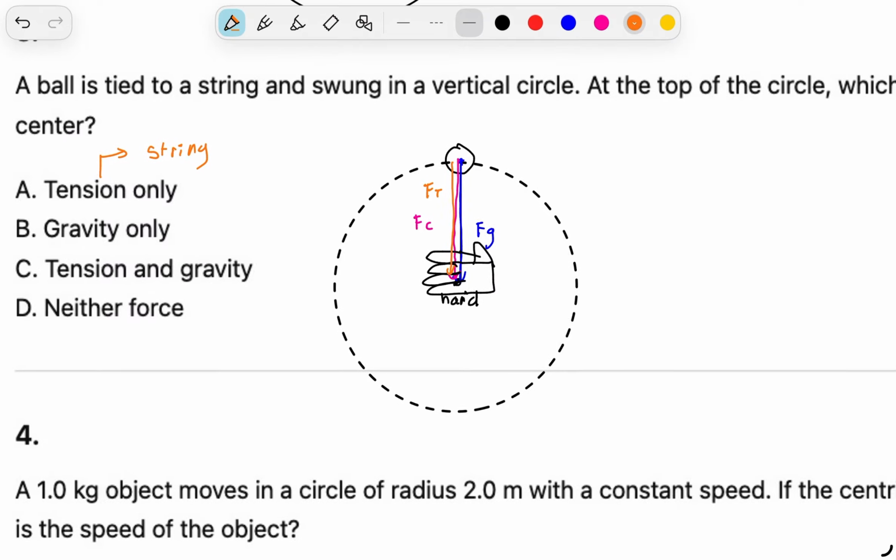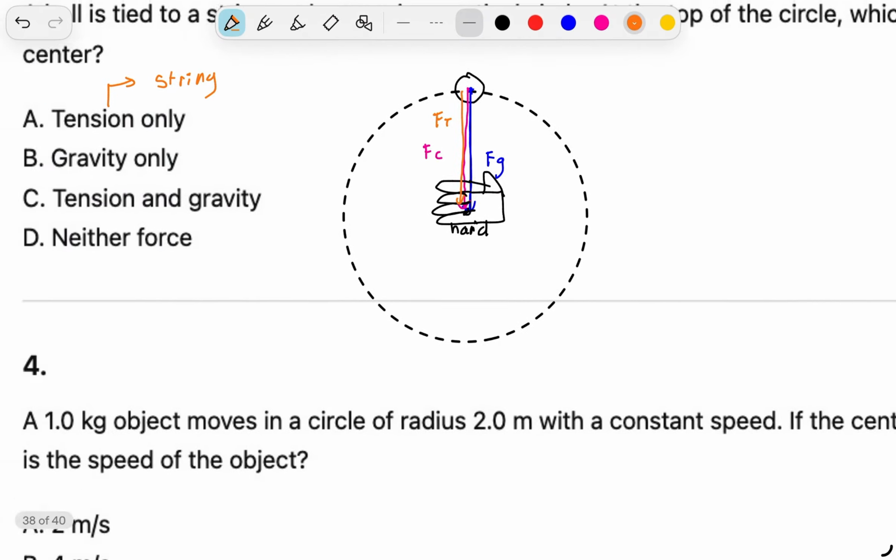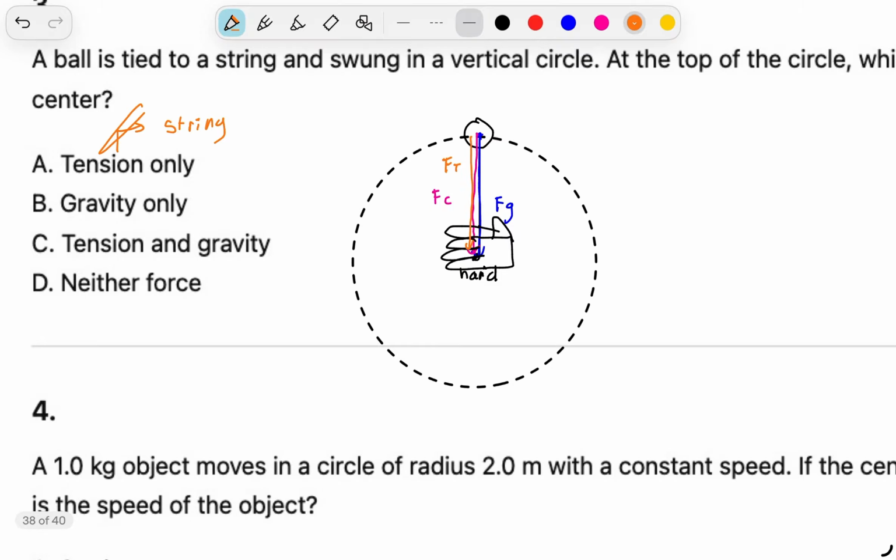So your centripetal force is toward the center. Your center is downward. Both forces are going to be downward. So that means you have tension and gravity acting downward that are both contributing to your Fc. So that means C is your answer.